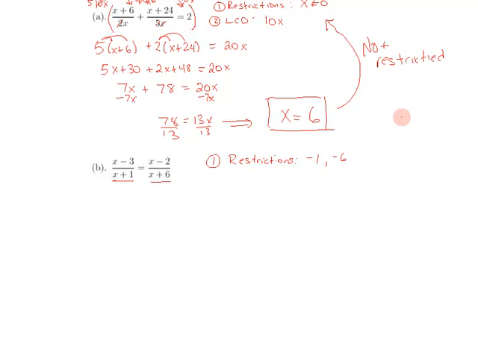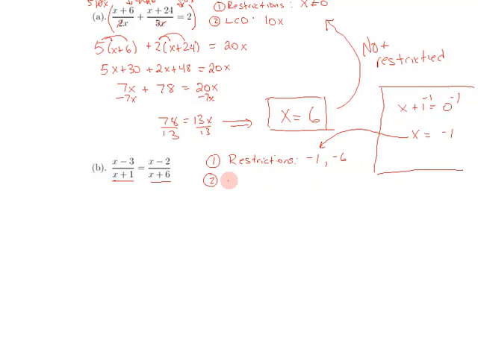Alternatively, if it's a little bit harder to just see by looking at it, you might want to set the denominator equal to 0 and solve that. So x would be equal to negative 1 by moving the 1 to the other side. And that's where we get that first restriction. Similarly, you would get negative 6 from the other denominator.